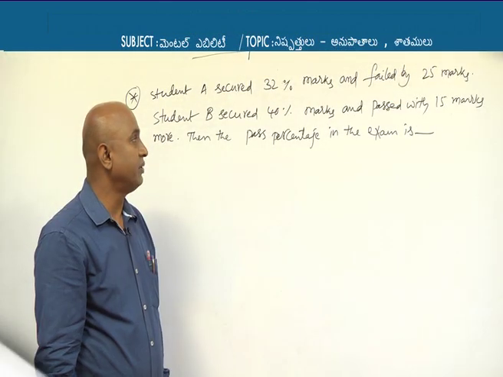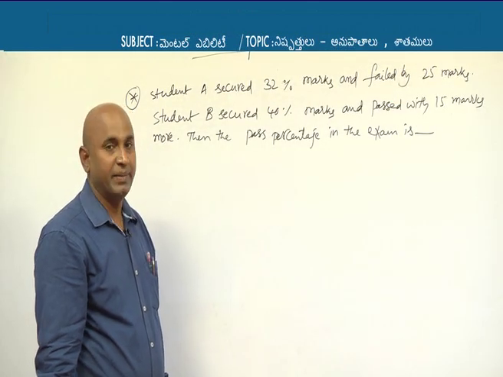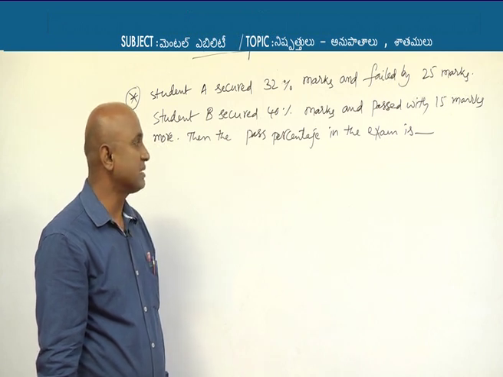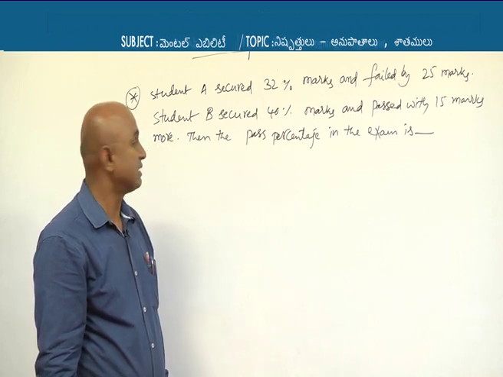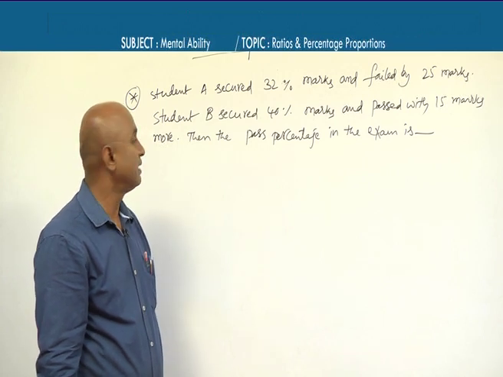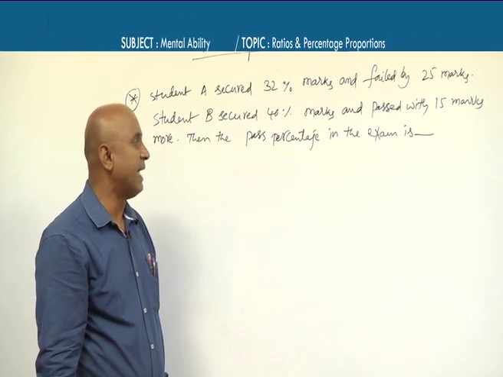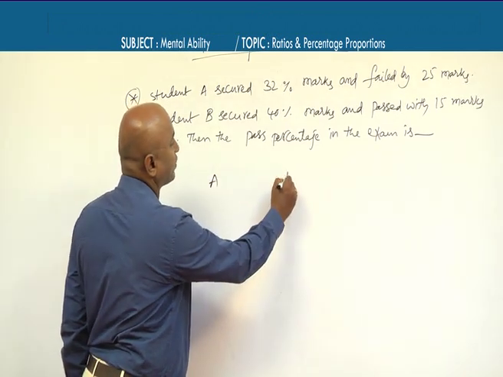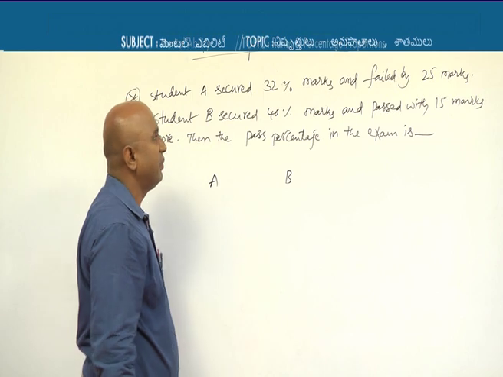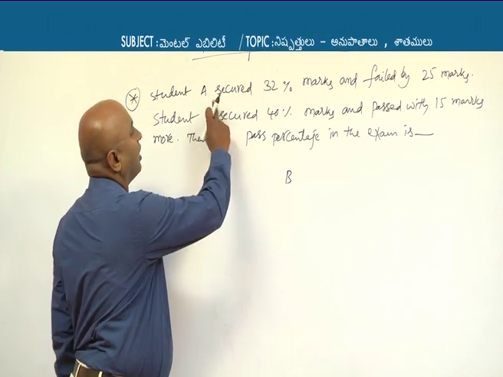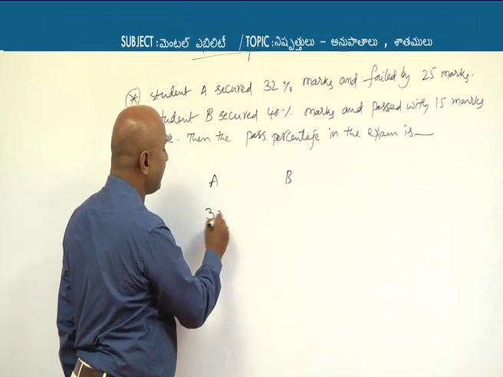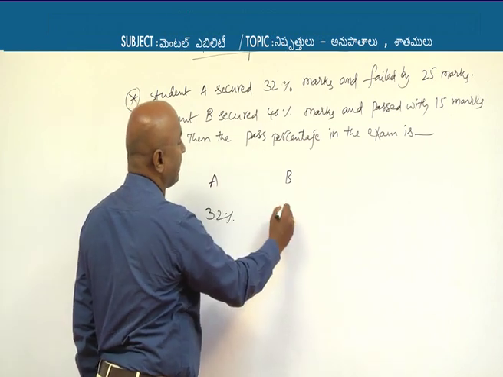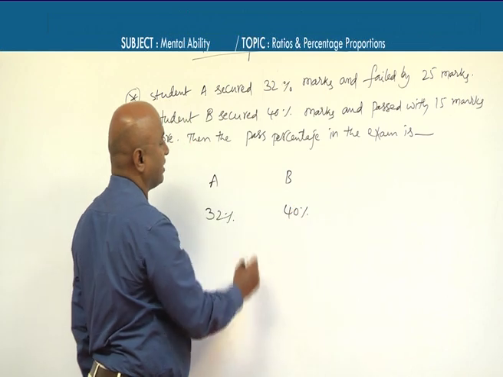Student A secured 32% marks and failed by 25 marks. Student B secured 40% marks and passed with 15 marks more than the pass marks. Then the pass percentage in the exam is? ఇక్కడ A మరియు B అనే విద్యార్థులు ఇద్దరు ఉన్నారు. వాళ్ళలో A అనే వ్యక్తికి 32% మార్కులు వచ్చాయి, B అనే విద్యార్థికి 40% మార్కులు వచ్చాయి.